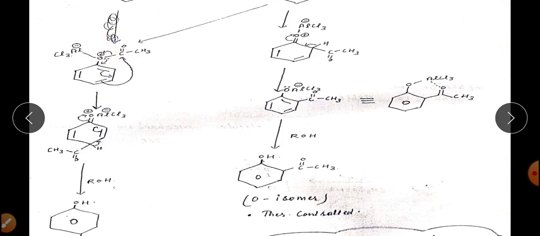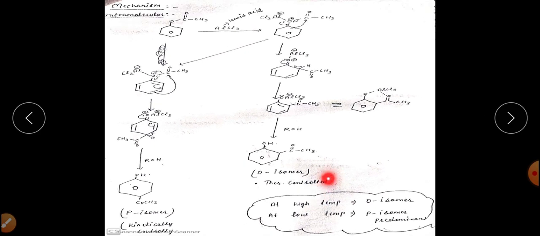So similarly, there will be a para attack, and after attack on this particular position, the H positive will be eliminated from this one, right? And finally it will accept the H positive and will get converted into the para isomer. So this is the beauty of the reaction, that this particular Fries rearrangement reaction can proceed in an intramolecular way. So this mechanism is the intramolecular one.